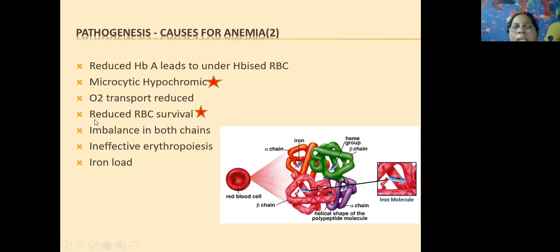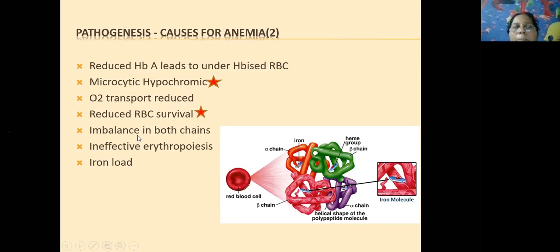Second is reduced RBC survival. This RBC is deficient in either alpha chain or beta chain. Now we are dealing with beta thalassemia, so this RBC is deficient in beta globin. So the survival of RBC is reduced to a few days, and because of that, also anemia. The net result here is that oxygen transport is reduced. So what happens? Erythropoietin, erythroid hyperplasia, all those things we are coming to.